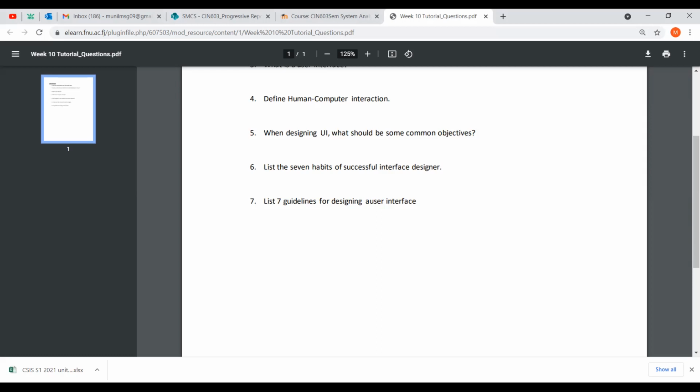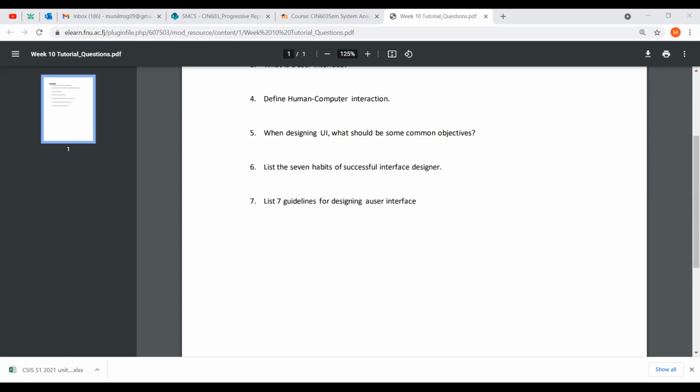Question number 7. List 7 guidelines for designing a user interface. 1. Create a user interface that is easy to learn and use. Next, enhance user productivity.